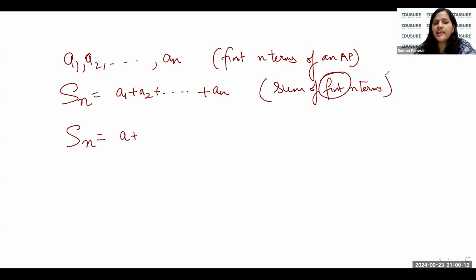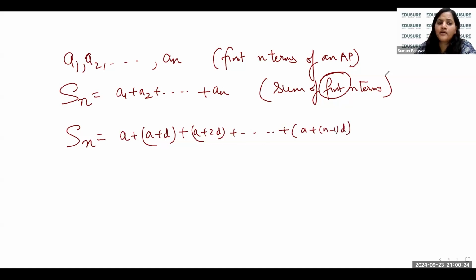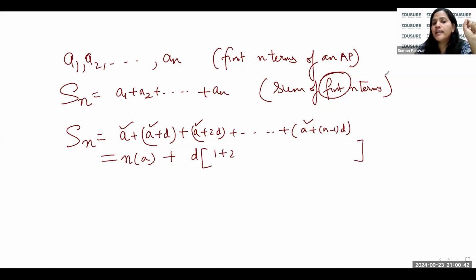A1, we can write as a, a2 is a plus d, then we will have a3, which is a plus 2d, and we will be going till a plus n minus 1 d. So how many times are we counting a? We are counting a n times because there are n terms and every time a is coming. So we will have n times a, and then we take d common and we have 1 plus 2 till n minus 1.